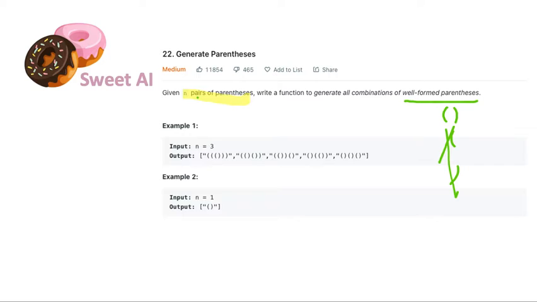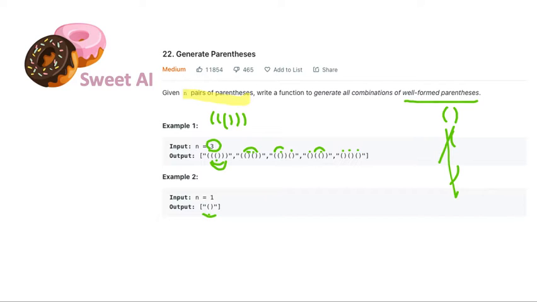So when it says n is pairs of parentheses, it means when n is 3, we don't have 3 open brackets or closed brackets. It means we have 3 pairs of parentheses. As you see, 3 pairs of parentheses, something like this, or something like this. These are all well-formed parentheses, and as you see, there is an open bracket and there is a closed bracket, right? And if n is 1, there is only one pair of parentheses, an open bracket and a closed bracket.